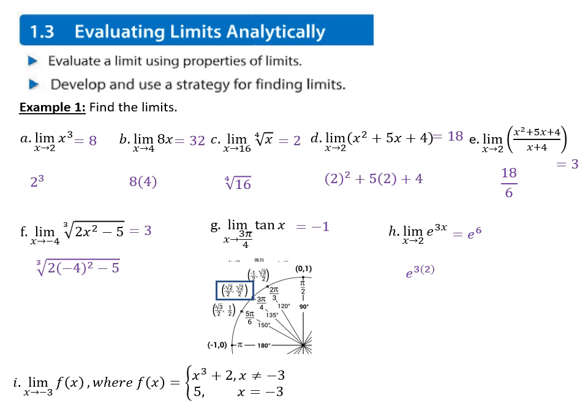Now in the last one, we've got a piecewise function. As it approaches -3, that means it would be around there from either side because it's everything but -3. And so from the left and from the right, we can just plug in the -3. That's -27 plus 2, which is -25. That's what it will be approaching from both sides.